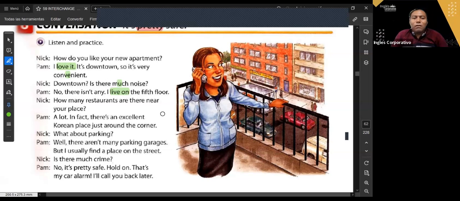I live on the fifth floor. How many restaurants are there near your place? A lot. In fact, there is an excellent Korean place just around the corner, según aquí, just around the corner. What about parking? There aren't many parking garages, but I usually find a place on the street. Is there much crime? ¿Verdad? The letter A. Is there much crime?